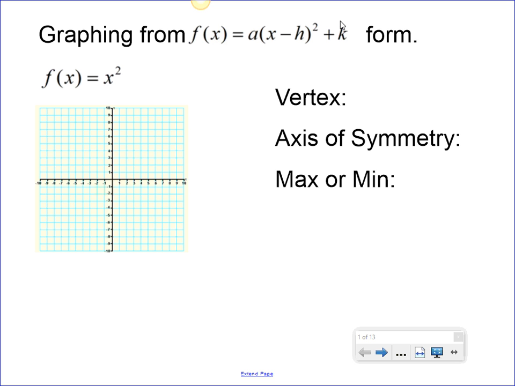Okay, so again, we're going to start with the parent function of x squared, and how would I graph that? Hopefully we realize that the vertex of this parent function is going to be at 0, 0. So that would be our vertex. And then how do we go about graphing from there?